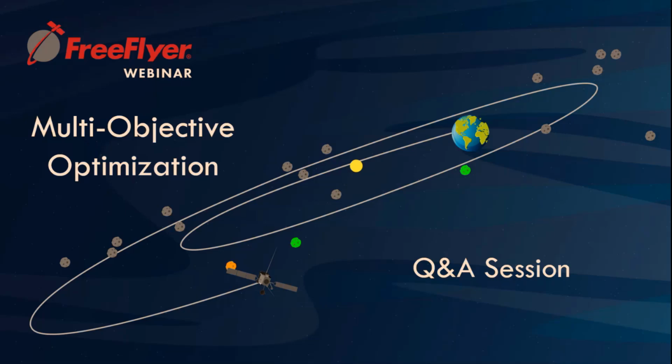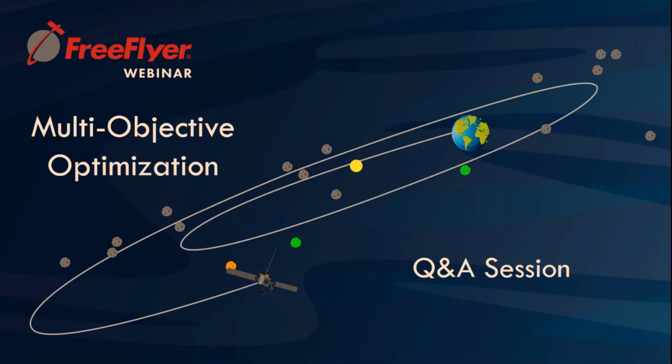Next, we have two more currently. Please feel free to put anything else in the chat if you have any questions. This one is, how does multi-objective optimization compare to the FreeFlyer current optimizer? So there are a couple of differences between the single objective optimizer and the multi-objective.